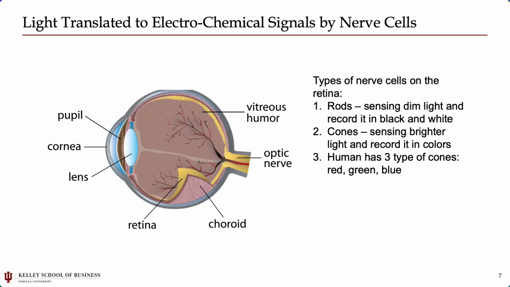So here is a simplified diagram of the structure of the eye. The eye is covered by the cornea, which is a protective layer. Inside the cornea, there is a muscle called the iris, and the iris contracts and expands to enlarge or reduce the pupil, which is the opening of the eye. The pupil controls how much light is let in the eye. So in dim light, the pupil enlarges, and in bright light, the pupil will narrow.